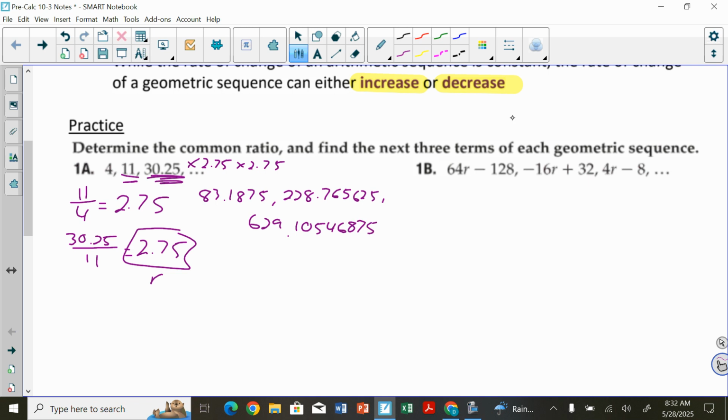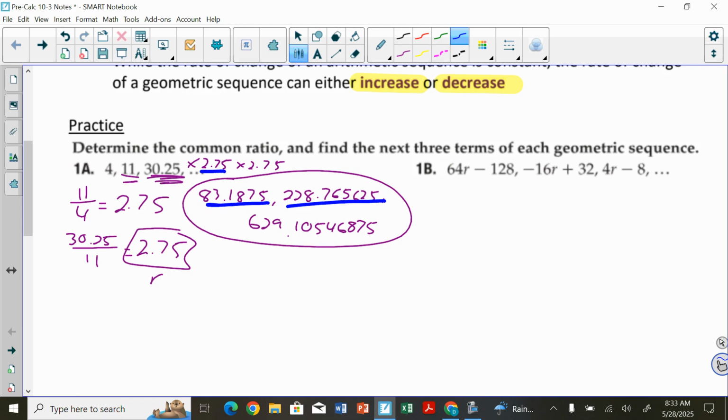So, to get the correct sequence numbers, I have to write them all out, because I had to take all of this value here and divide it by this one to get 2.75. But if I don't put all the decimals, it's not going to be exactly 2.75. Hopefully you got that. Okay, so the next one.